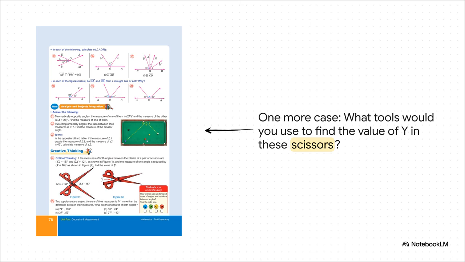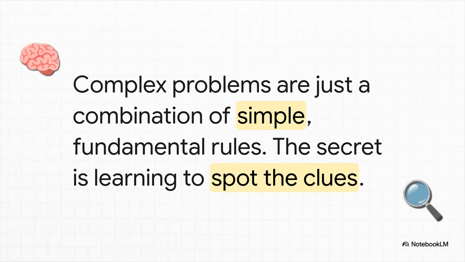Let's try one more, just for fun. Take a look at these scissors. What clues are jumping out at you? If you're thinking about those two crossing lines, you're on the right track. This is great because it means we can use multiple tools here. We know the vertically opposite angles are equal, and we know the angles along each straight line add up to 180. And you know, this really gets to the heart of it all. The most difficult-looking geometry problems are almost always just a bunch of these simple rules stacked together. The real secret isn't about memorizing 100 formulas, it's about learning to spot the clues.